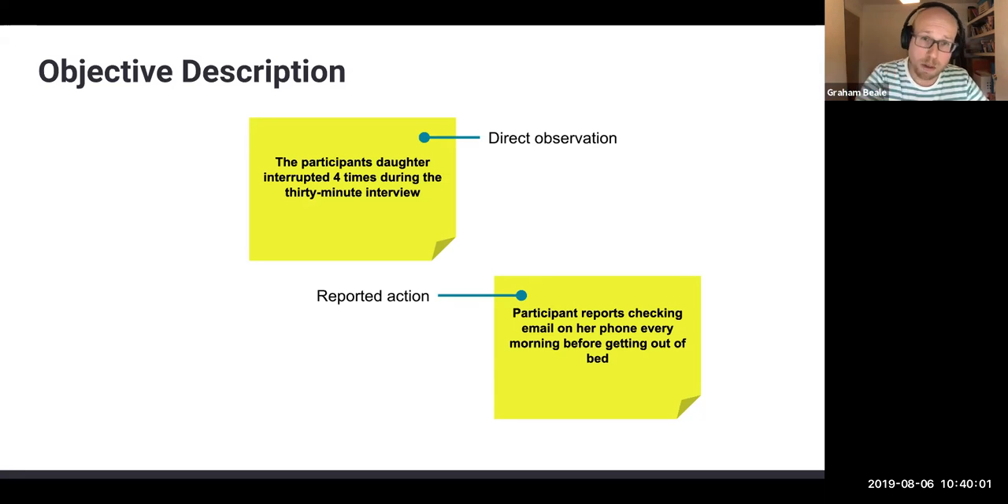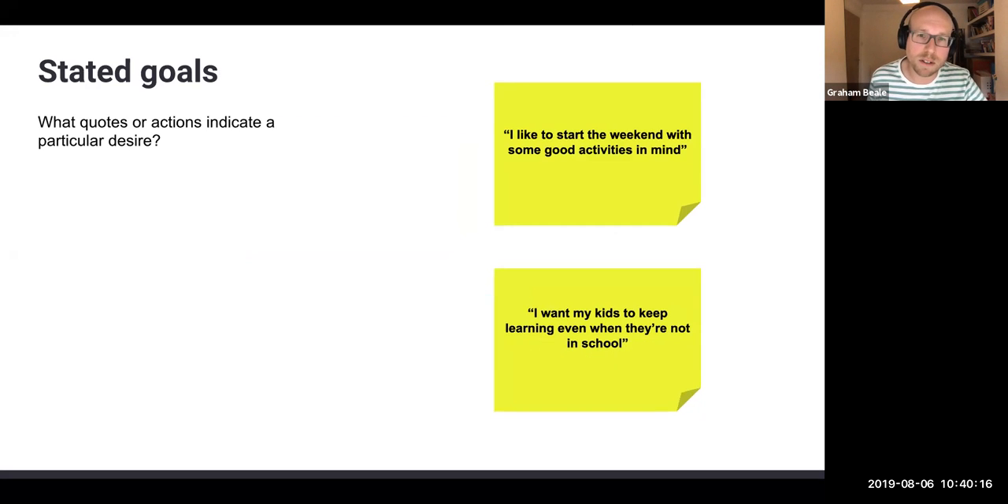Direct observations are normally just sentences, and they're very literal, so you can present these to the rest of the team as exactly that. This is what I observed. And then there are stated goals. These are expressly verbalized comments from the users. They said something like, I like to start the weekend with some good activities in mind. That is a goal. And it's a pretty obvious opening goal for what they are about to embark on, or what they're about to talk about.